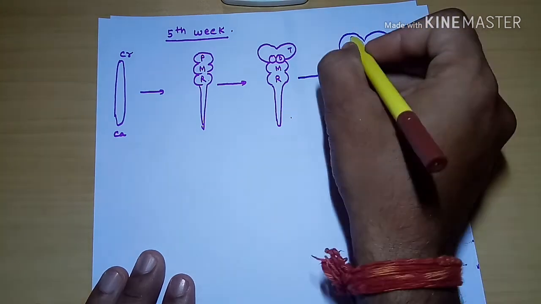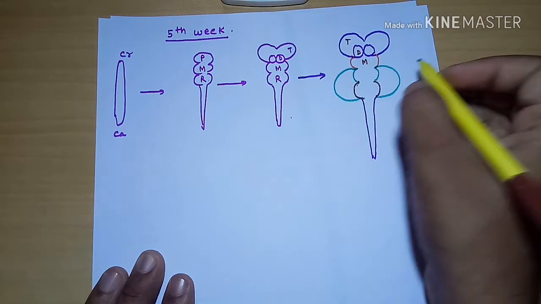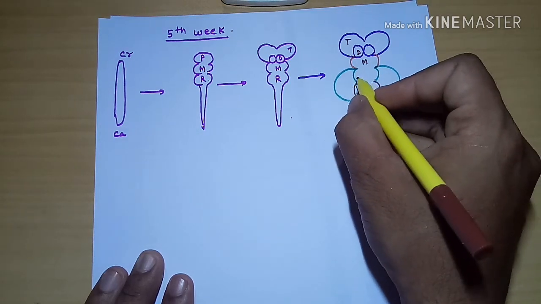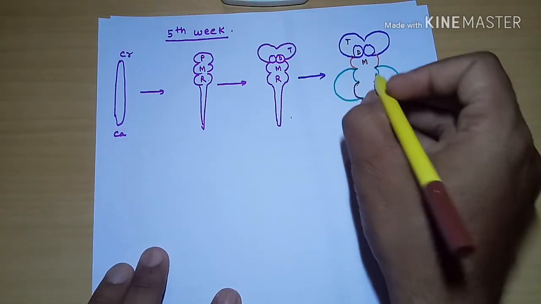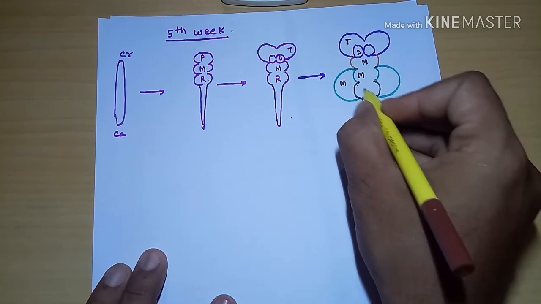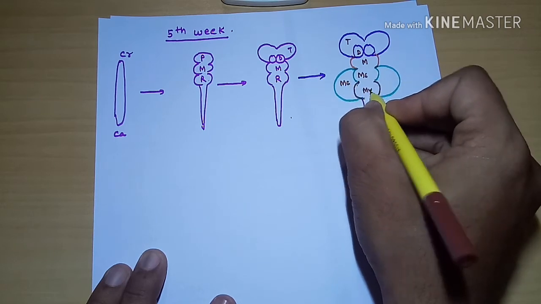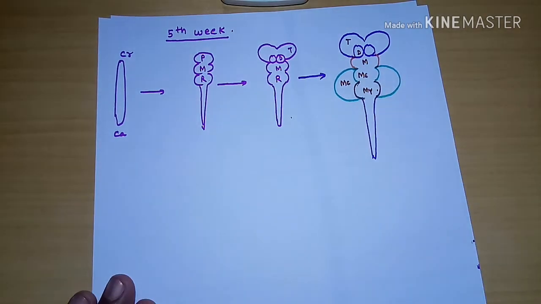So this part is the telencephalon, this is the diencephalon, this is the mesencephalon or the midbrain, and this, which is drawn in green, is a part of the metencephalon. This is also metencephalon, and this is the myelencephalon.